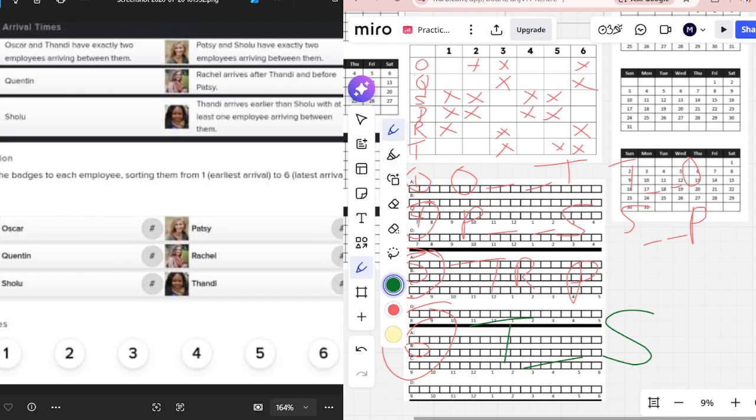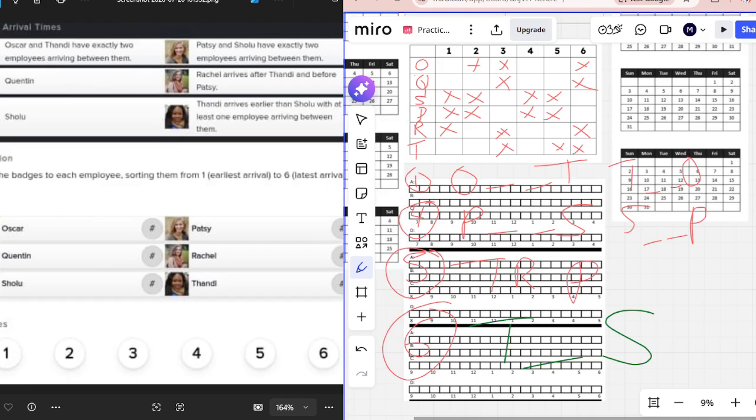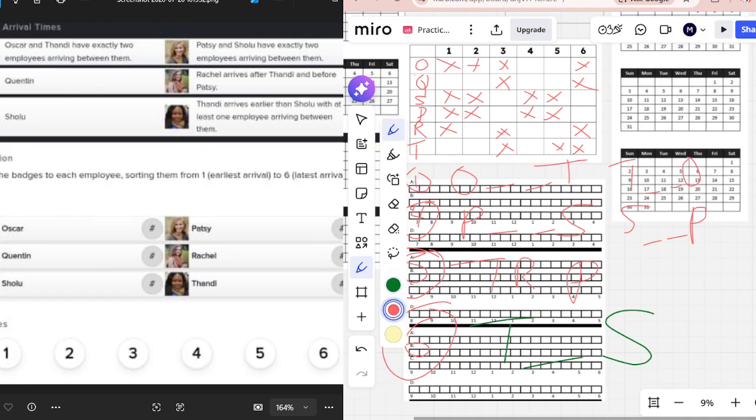Let's first start with assuming. You can do iterative assumptions. Let's assume first that Oscar is first. Oscar and Tandy have 2 people in between, so that means Tandy is 4th. And then they said Rachel comes after Tandy. That's Rachel is 5, and then Patty after 6. But then they told us that Tandy has 1 between it and Sholu. But from here now we can see Sholu is 3. So that means Oscar cannot be 1. That would give a wrong arrangement.